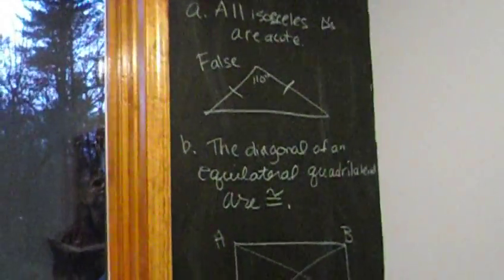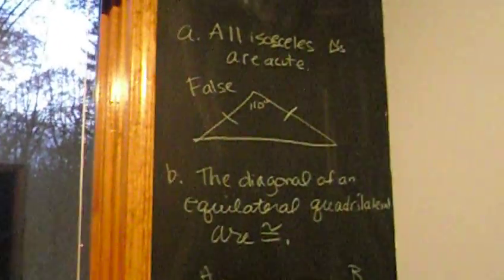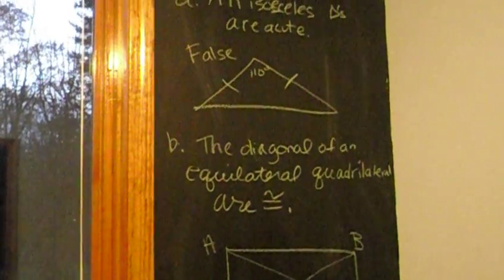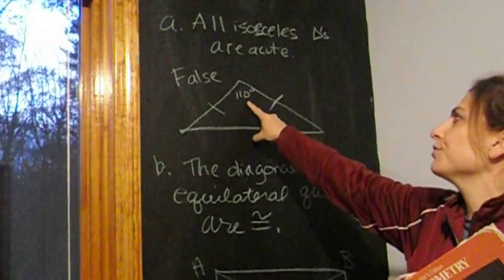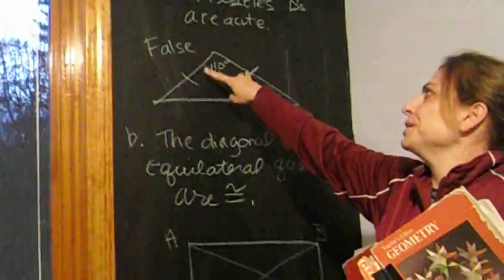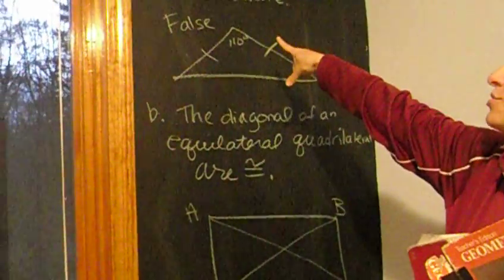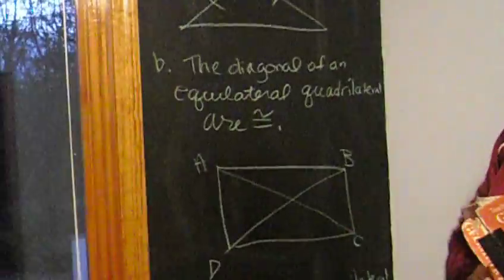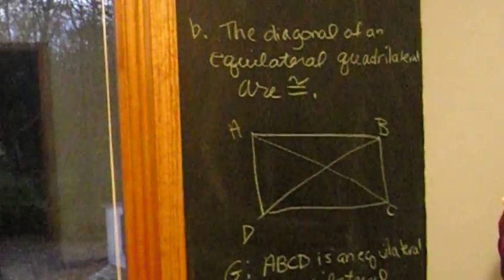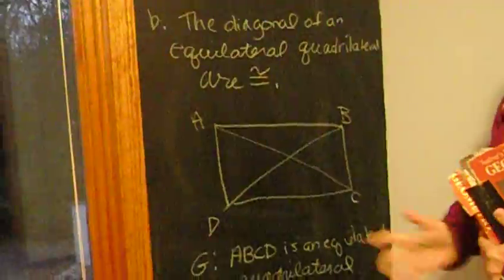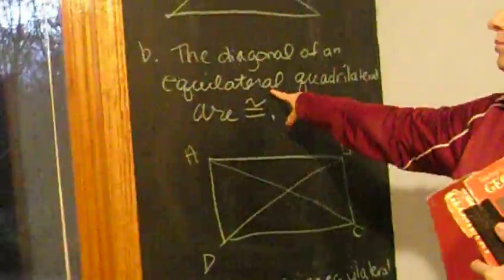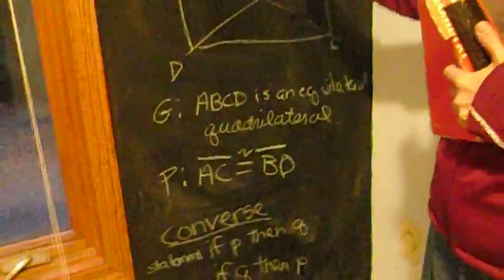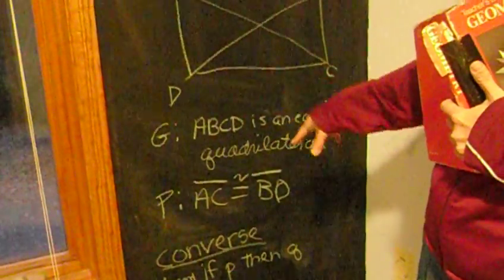A, all isosceles triangles are acute. So that's false because in this example I showed you that this angle is not an acute angle, it's 110 degrees, yet these two are still congruent and they're equal. Okay, so that's an isosceles triangle, but it's not an acute triangle. B, the diagonals of an equilateral quadrilateral are congruent. Equilateral means all sides are equal. Quadrilateral means 4 sides.